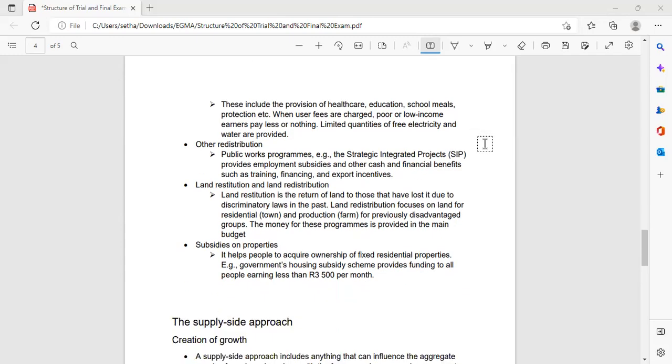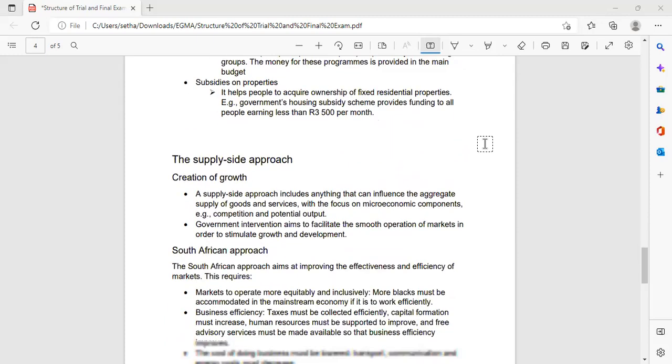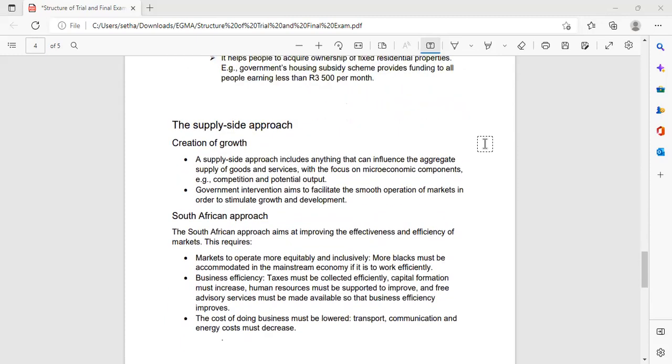Subsidies on properties. It helps people to acquire ownership of fixed residential properties. For example, government's housing subsidy scheme provides funding to all people earning less than 3,500 per month. So moving on to the supply side approach. The supply side approach focuses on the creation of growth.